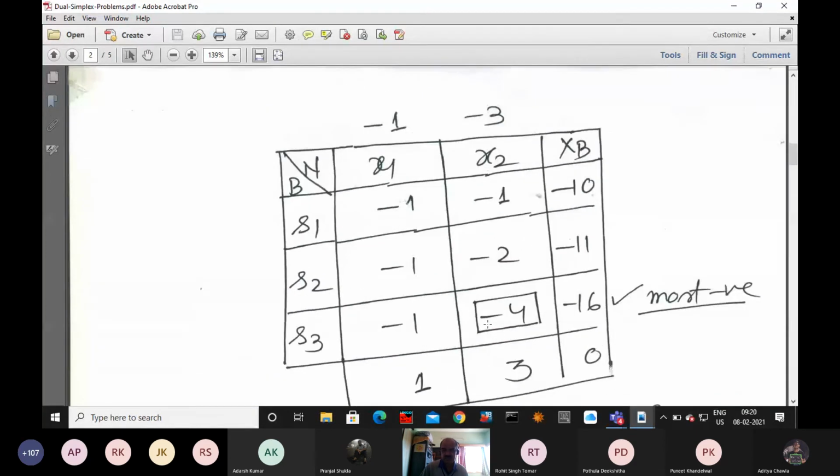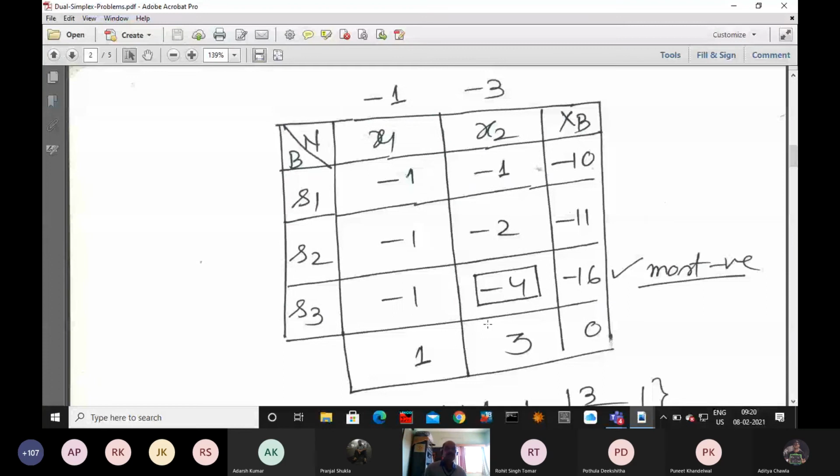With respect to this problem, this is the first simplex table. In the primal simplex, what do you do? We select the most negative value in the last row of the simplex table. In the dual simplex, what do you do? We select the most negative value on the right-hand side.